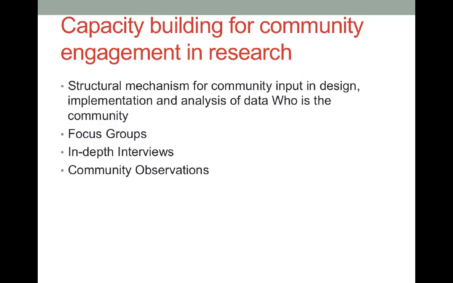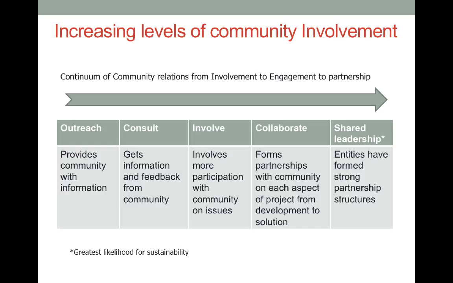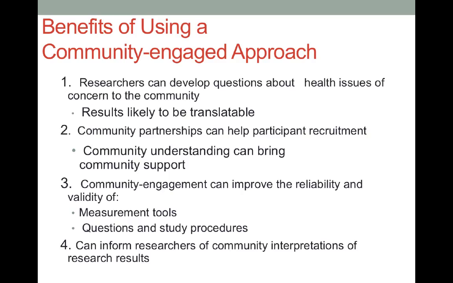An example of weak involvement would be providing the community with information through outreach, whereas strong community involvement would be when community members invest their time and resources into a project. Obviously, then, that increases the likelihood of success and sustainability of a project. So strong community involvement leads to a greater likelihood for sustainability of an intervention or a program, but there are other benefits of involving the community in research as well.